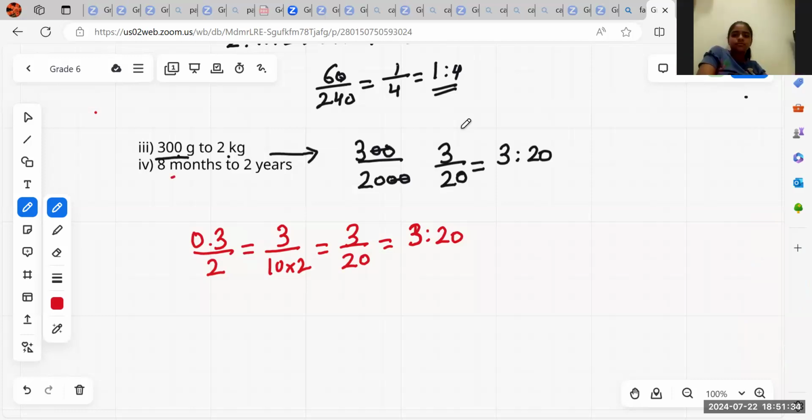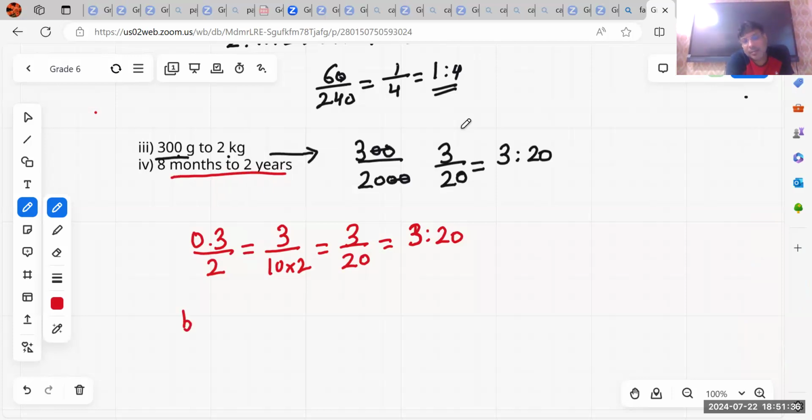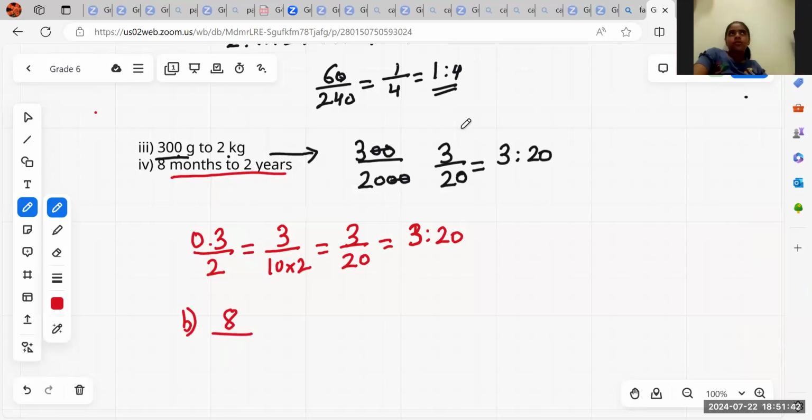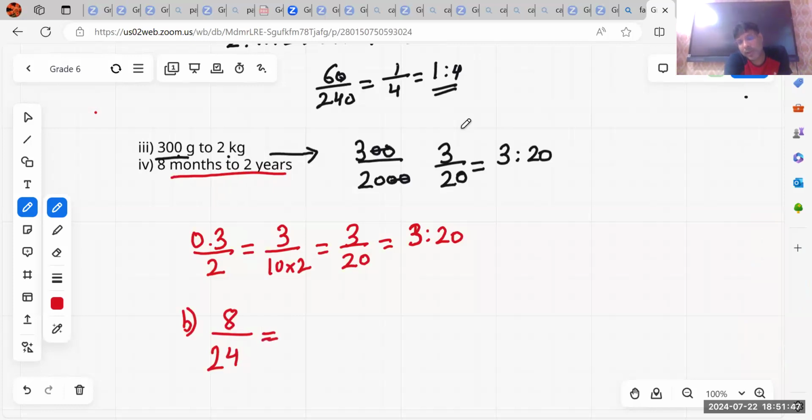What is 8 months to 2 years? Answer batao beta. Jaldi se. 2 years are equal to how many months? Quickly. 12 twos are 24. Beta, if you think so much, how will it work? Quickly. 2 years, 1 year 24, 2 years 24. So 1 by 3 equal to 1 is to 3.